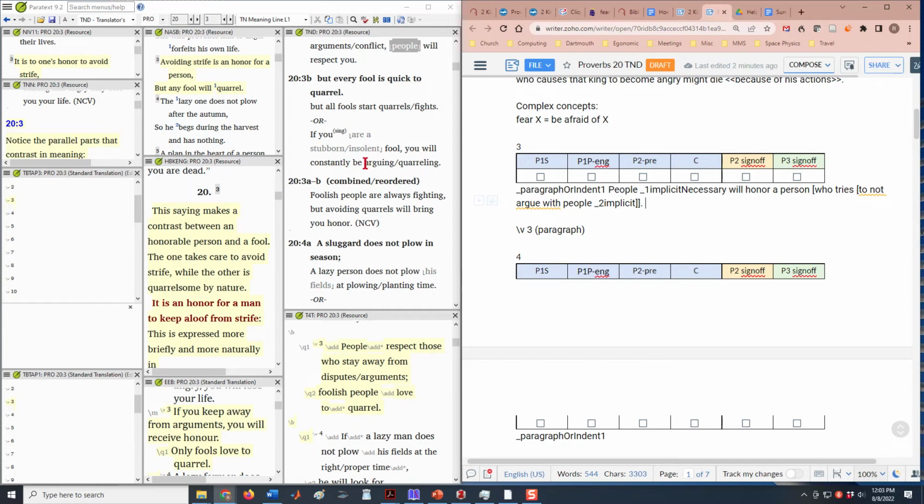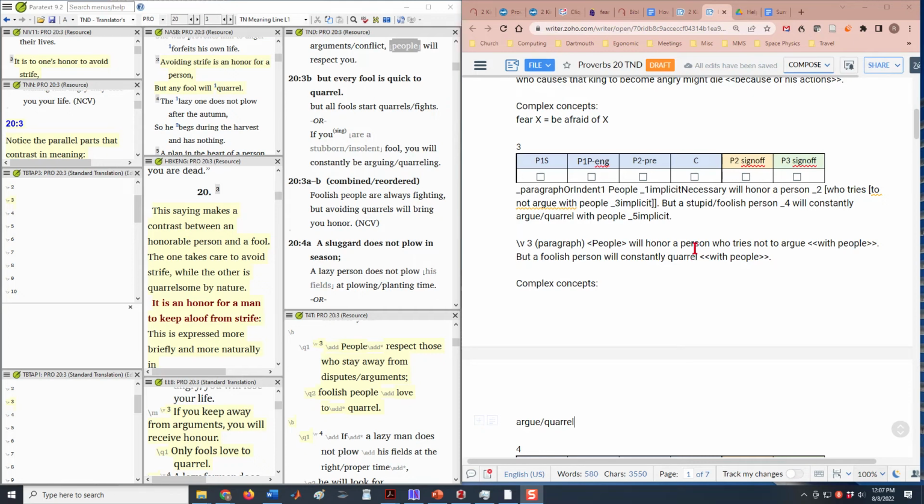So it has stubborn or insolent fool, but that's implicit. So we could say, but I think I'm going to say, but a foolish person will constantly argue or quarrel with people. I could say every, but it doesn't have that in the translation notes display. That's what I'm going to do. So I'll pause it while I type it in.